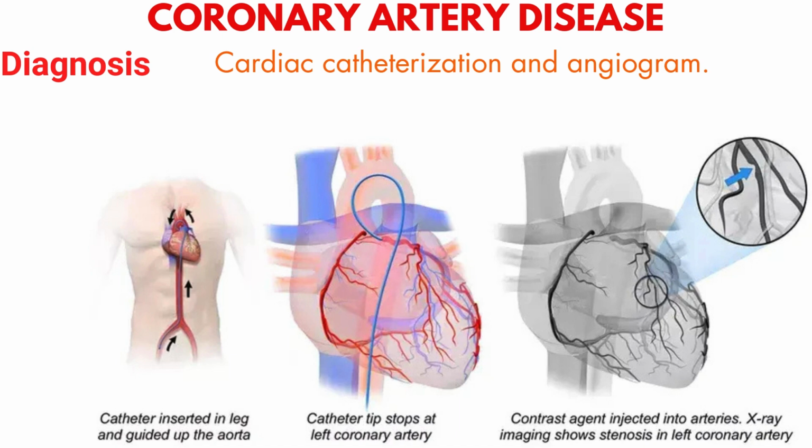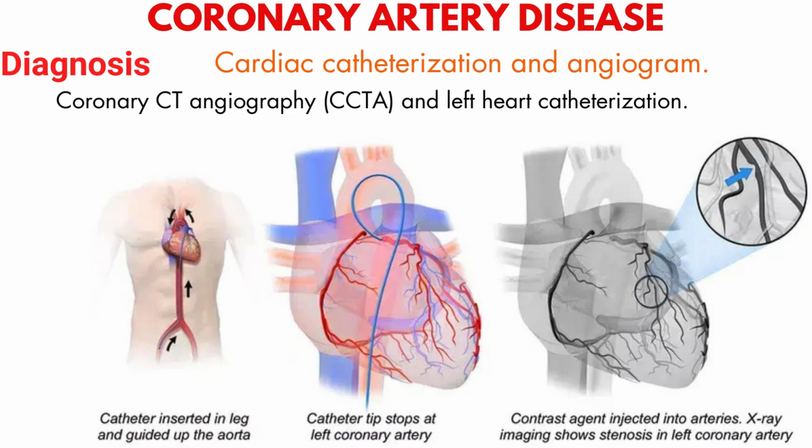A cardiac angiogram, which is a type of X-ray that is taken after the heart arteries are injected with a dye to locate and measure blockages. There are two types of cardiac angiography, coronary CT angiography and left heart catheterization. Left heart catheterization is the passage of a thin flexible tube or catheter into the left side of the heart.